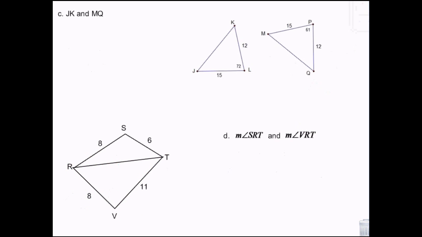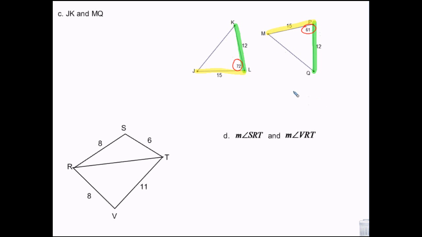They can be completely separate. The first thing you want to do is identify the parts that are the same. So I have a 12 and a 12. And I have a 15 and a 15. And then in between those, I have a 72 and a 61.